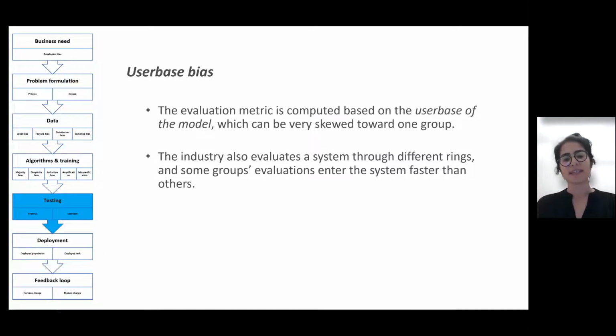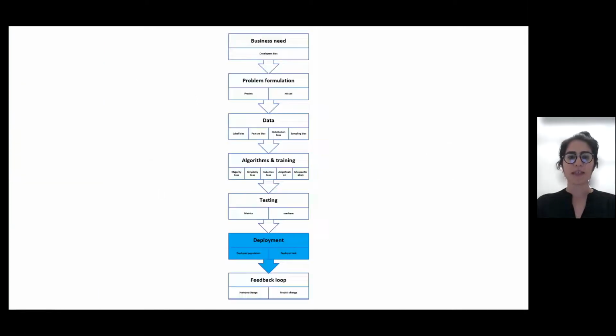The other thing is that in industry, we usually evaluate our model through different rings. Therefore, some groups' evaluations enter the system faster than others. For example, we first see the performance of our model at Microsoft, and the demographic of Microsoft is very different from the demographic of the whole population. Okay, so we're done with testing.